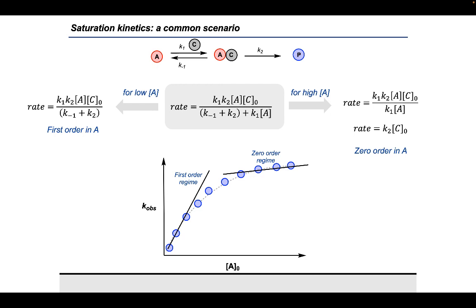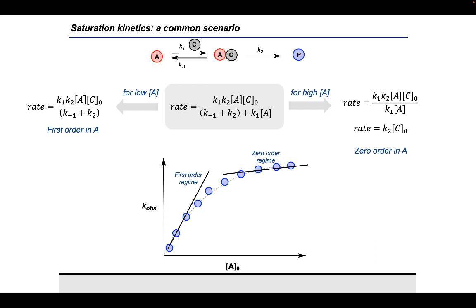So at low concentrations of A, we find that the denominator reduces to the sum of the two rate constants k-1 and k2. So effectively, the rate displays a first order dependence on the concentration of A as well as the concentration of the catalyst. However, something interesting happens at high concentration of A.